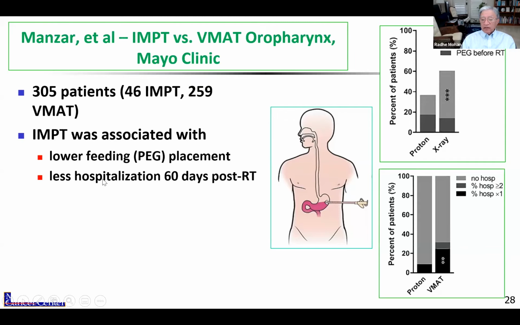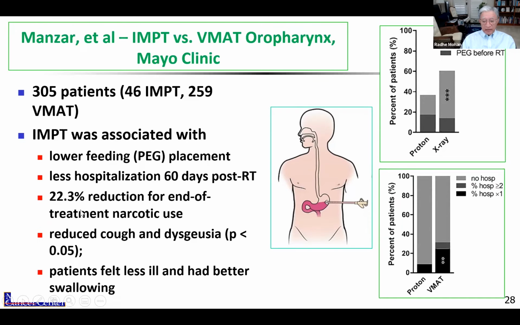Also, hospitalization within 60 days after radiotherapy was much lower for proton, this black region here, compared to the dark gray region here for VMAT. So both hospitalization and feeding tube placement were reduced with proton IMPT compared with VMAT. In addition, there was a 22% reduction in end-of-treatment narcotics use, reduced cough and dysphagia, and patients felt less ill and had better swallowing.